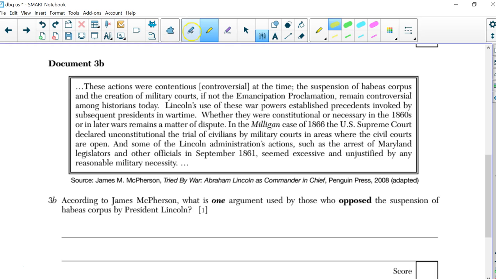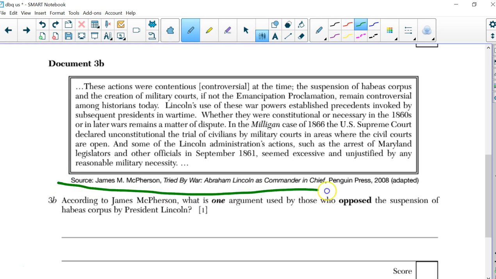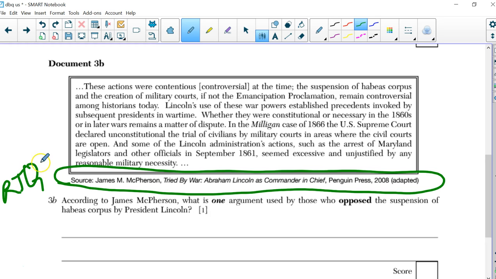So here's our document 3B. Let's circle our source. Let's read the question first. Okay. According to James McPherson, what is one argument used by those who opposed the suspension of habeas corpus by President Lincoln? Okay. So this is James McPherson. So who's James McPherson? Well, if we look at our source, we'll find out. Source, James M. McPherson, Tried by War, Abraham Lincoln as Commander-in-Chief, Penguin Press, 2008. It's a book that was written by James McPherson.